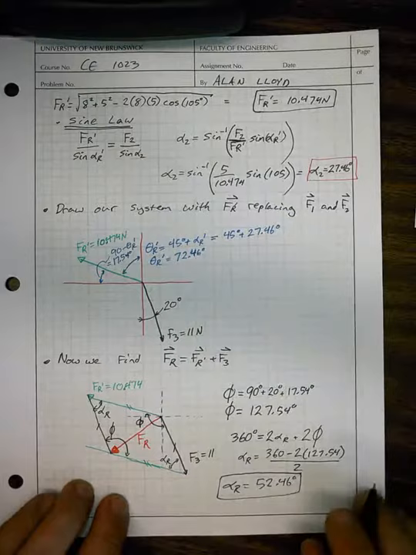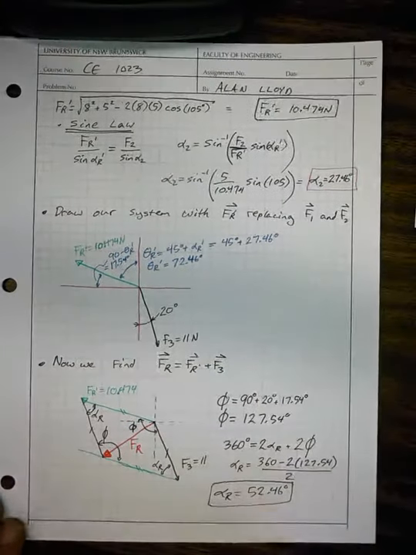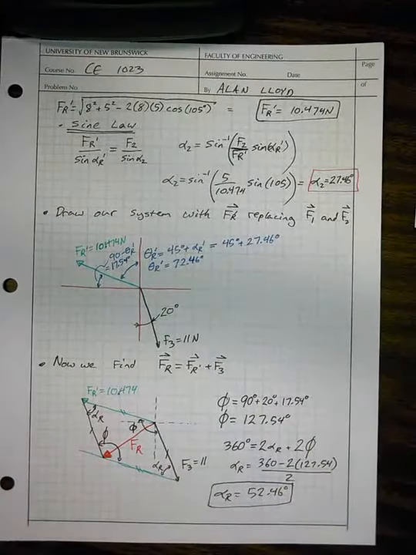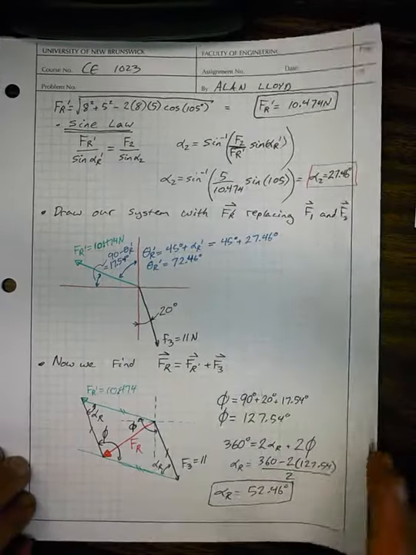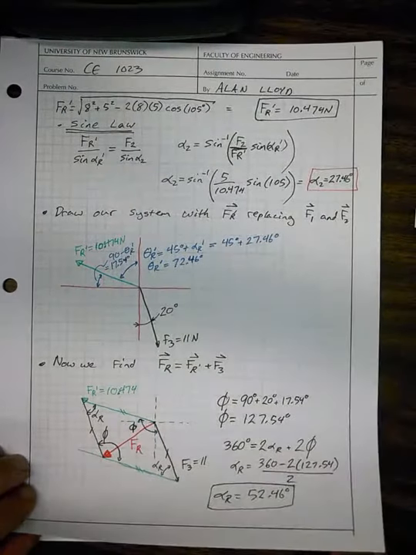Alright, so at this point we're now ready to draw our vector triangle and try to determine the magnitude of FR and the direction of FR.